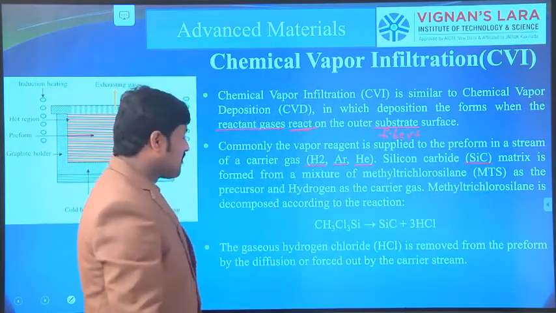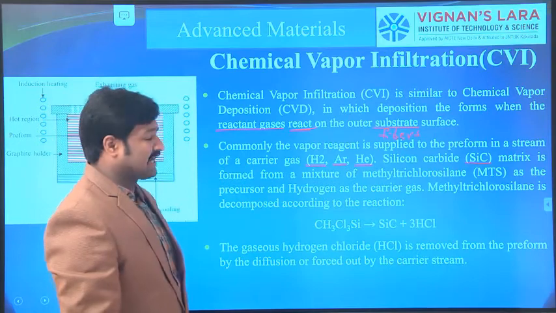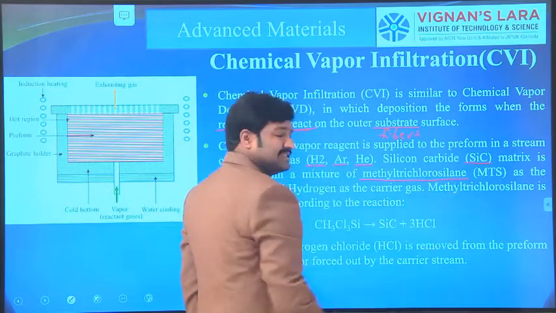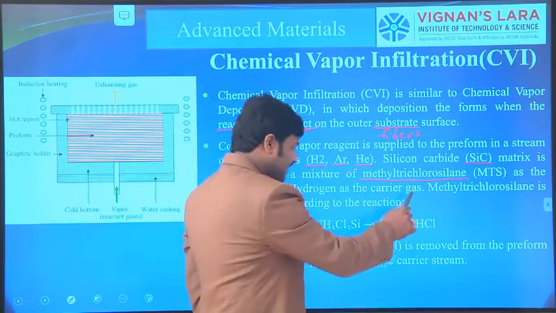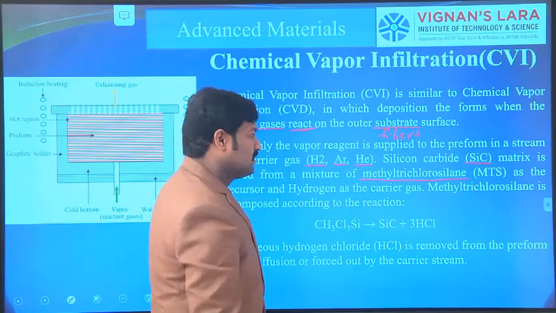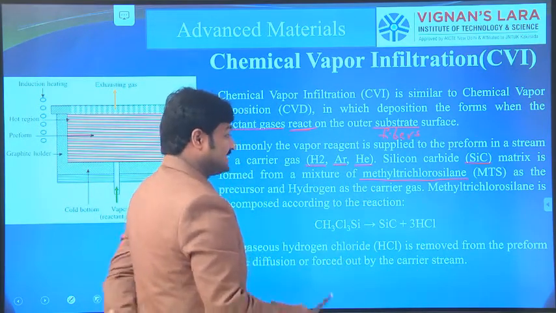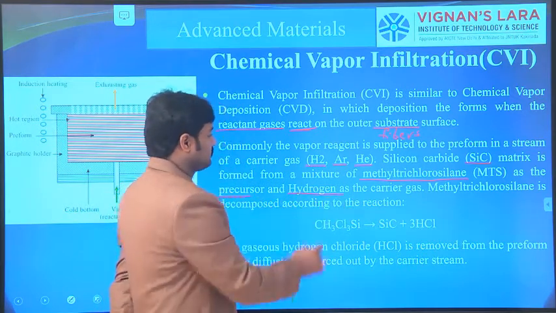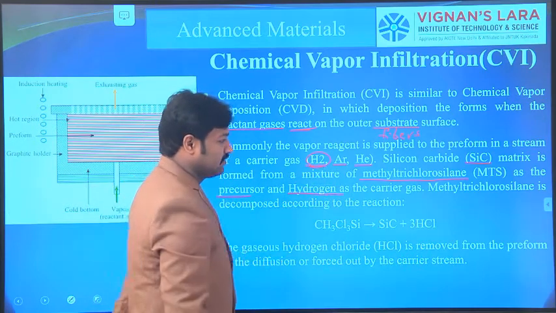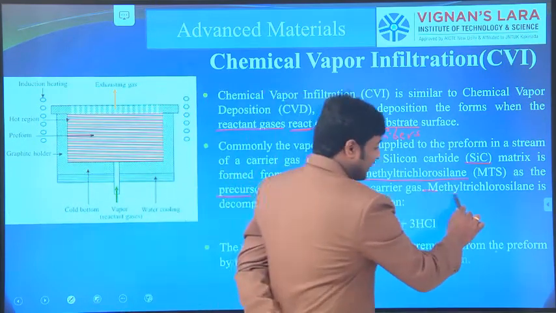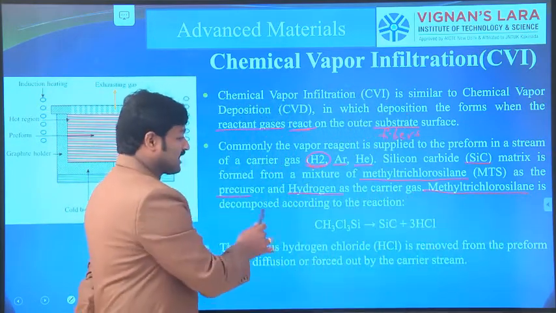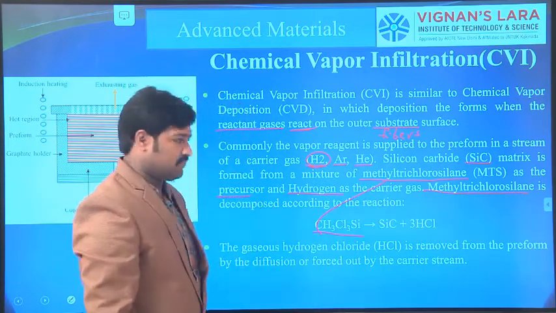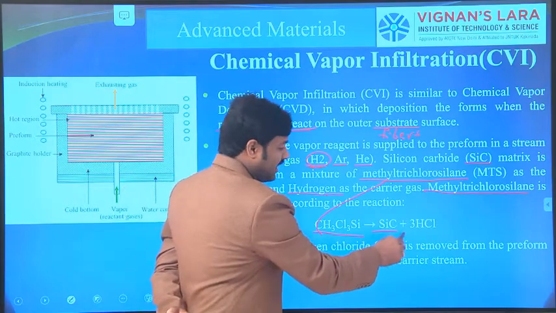Silicon carbide matrix is formed from a mixture of methyl trichlorosilane as the reactant gas, the precursor, and hydrogen as the carrier gas. By means of this reactant gas, we are getting silicon carbide. So methyl trichlorosilane is decomposed according to the reaction. This is the methyl trichlorosilane, and it converts into silicon carbide and 3 HCl.